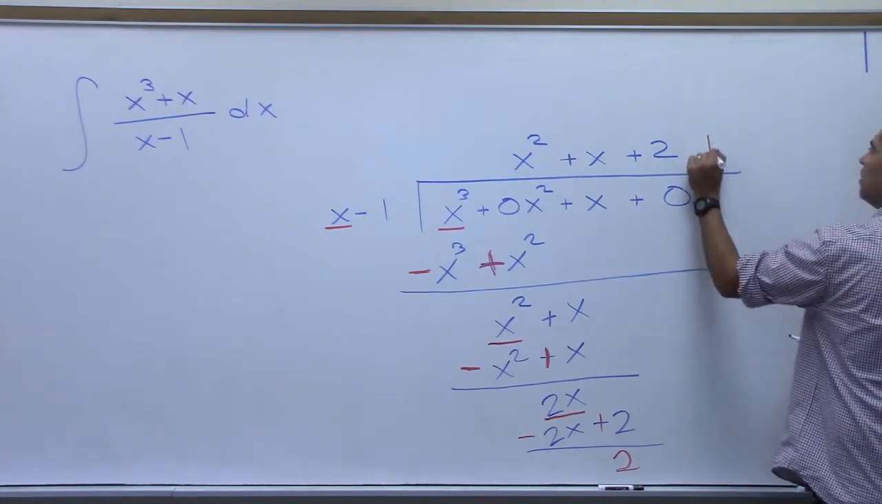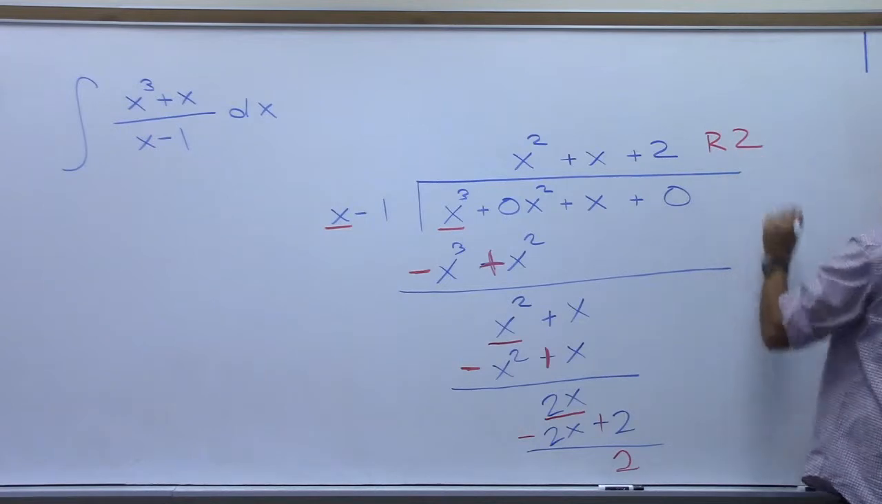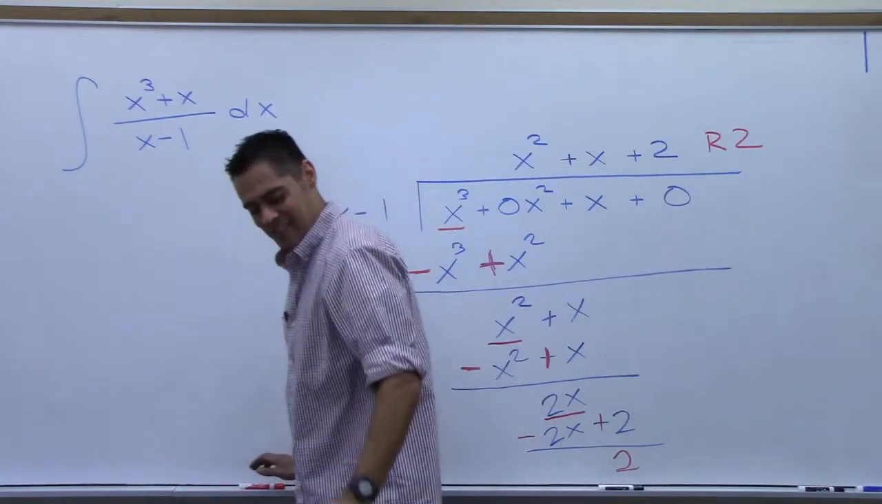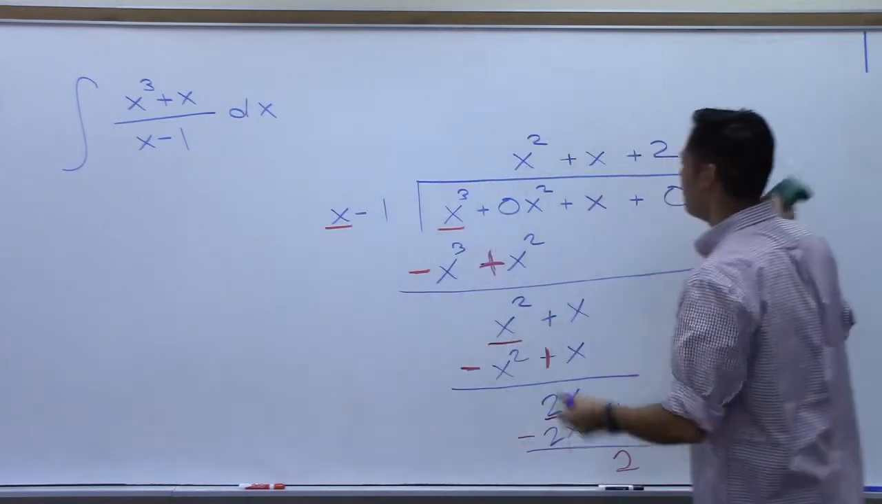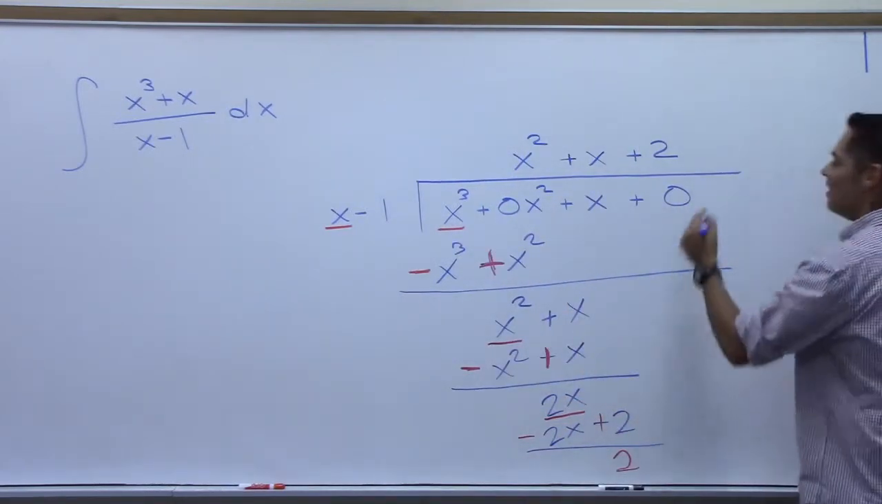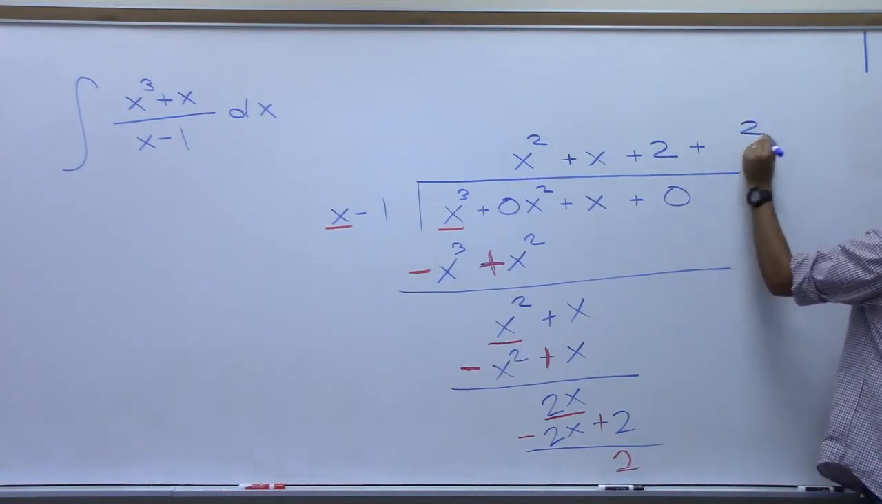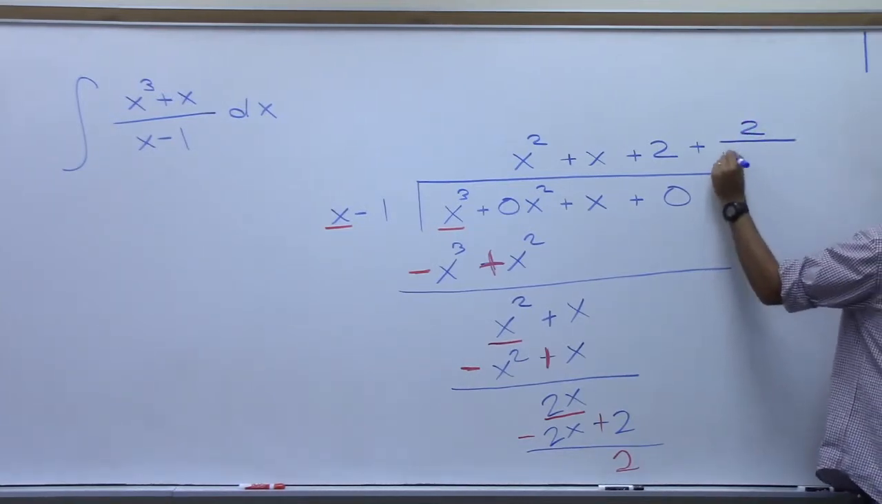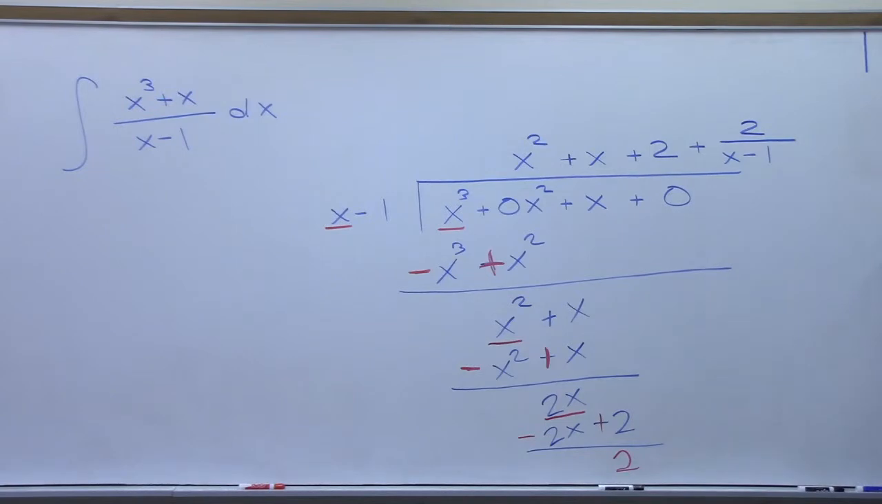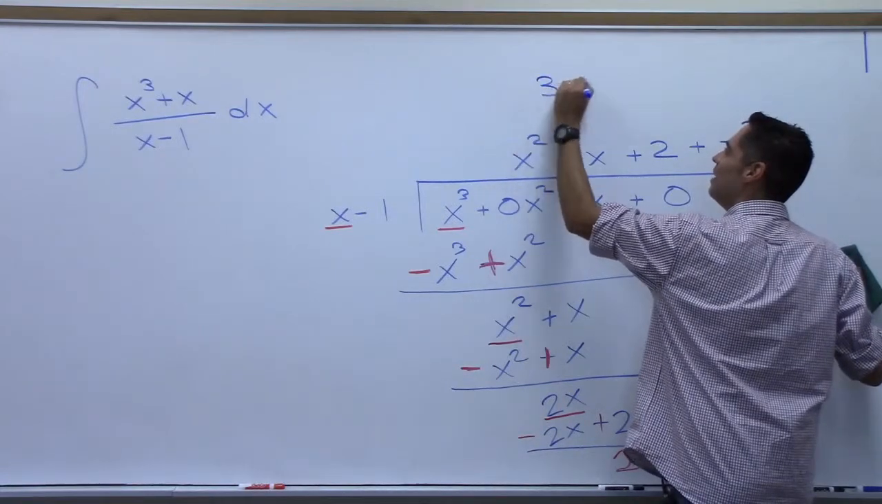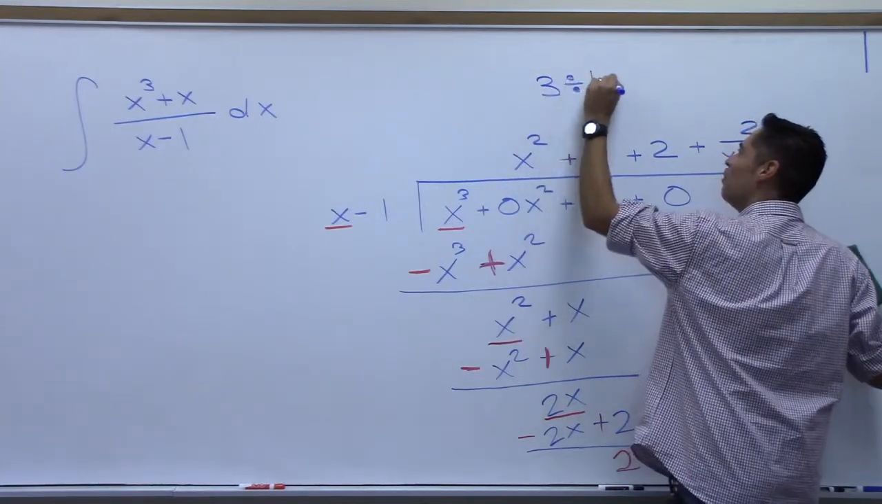So what do we do? We go back to elementary school and we put this? No, we don't do that. It's 2 over what we were dividing by. You go plus 2 over what you were dividing by. Right, right. I'm going to see y'all do 3 divided by 4.